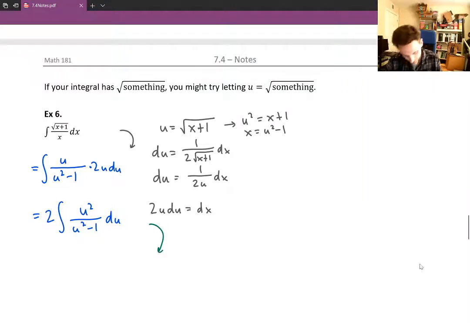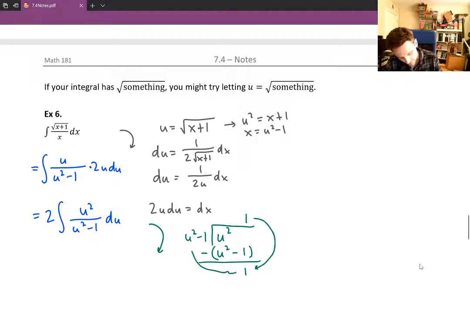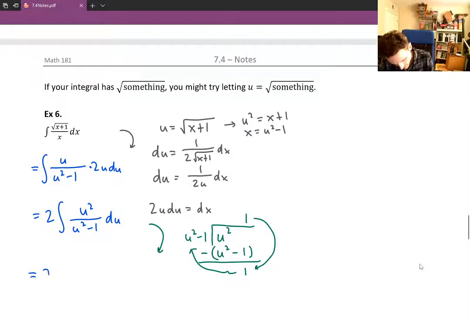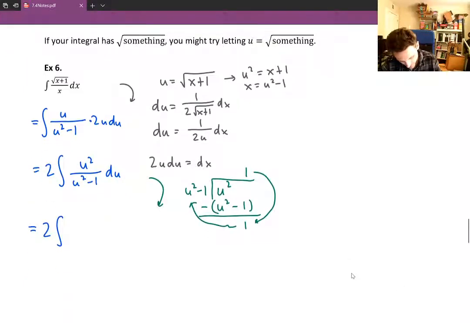Choose a different color. U squared divided by u squared minus 1 looks like this. U squared divided by u squared is 1. 1 times u squared minus 1 is u squared minus 1. Subtract down, we get a remainder of 1. So then pulling it together, let me scroll down a little bit, we end up with 1 plus 1 over u squared minus 1 du.